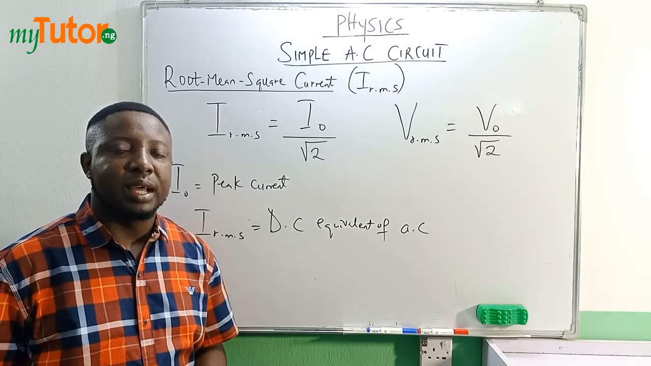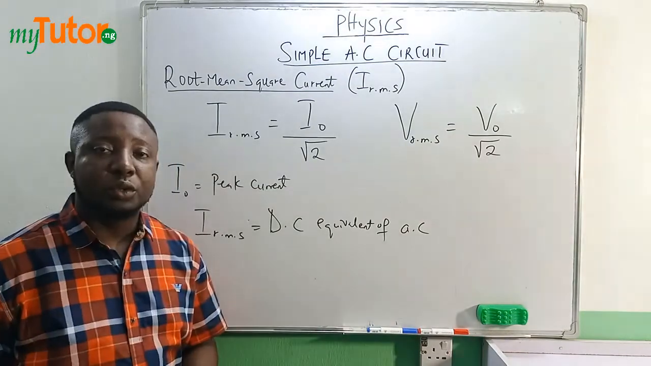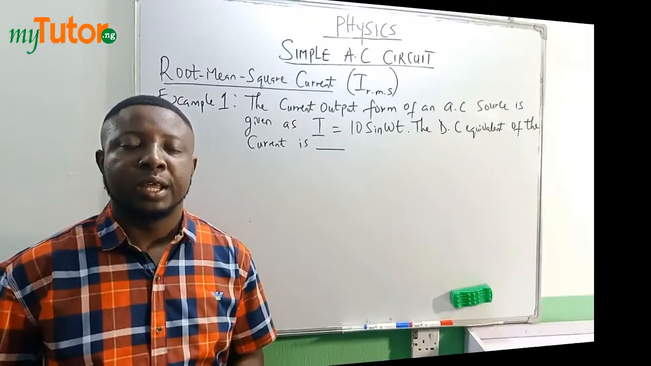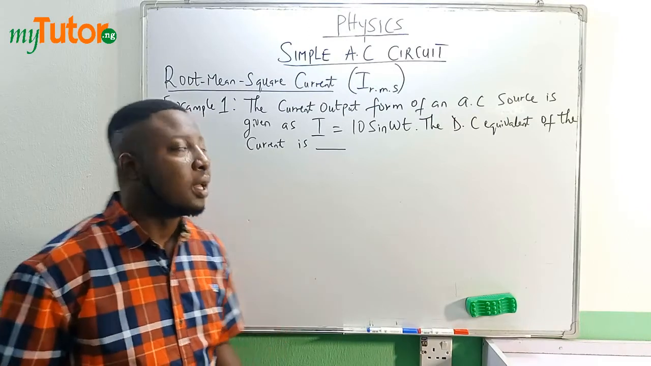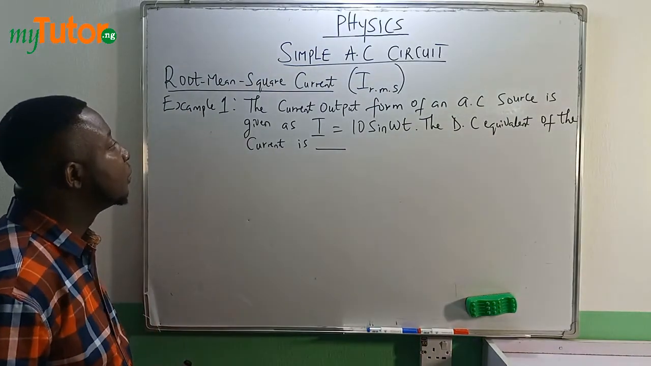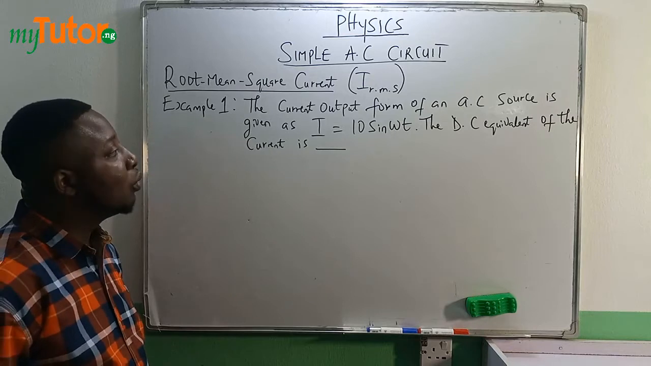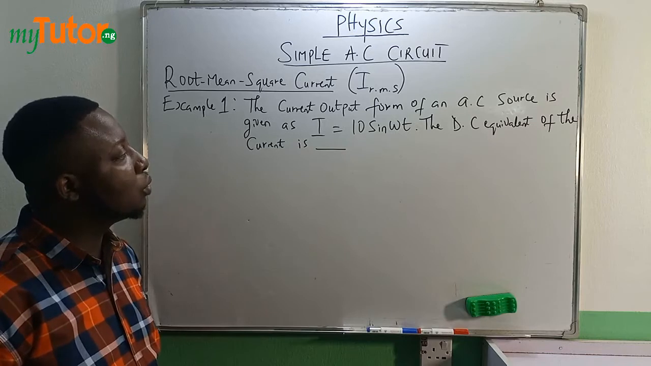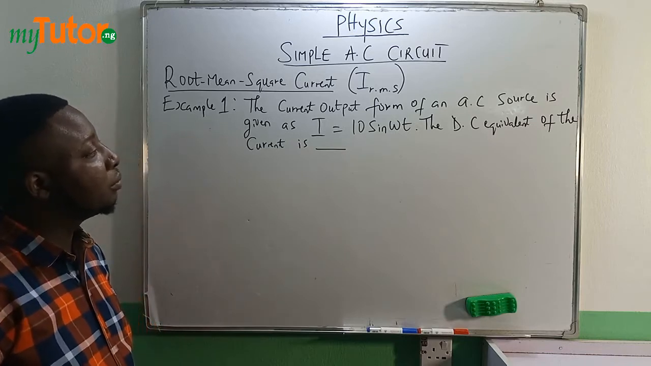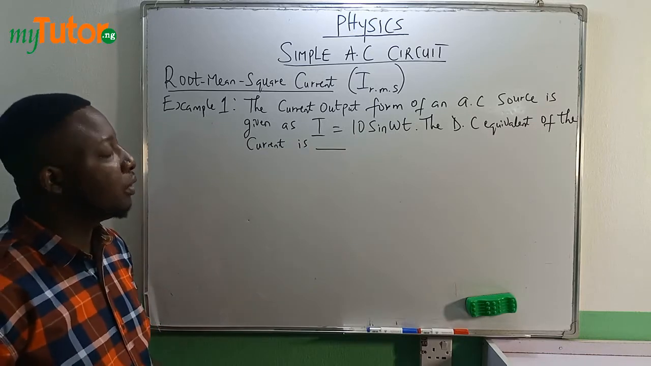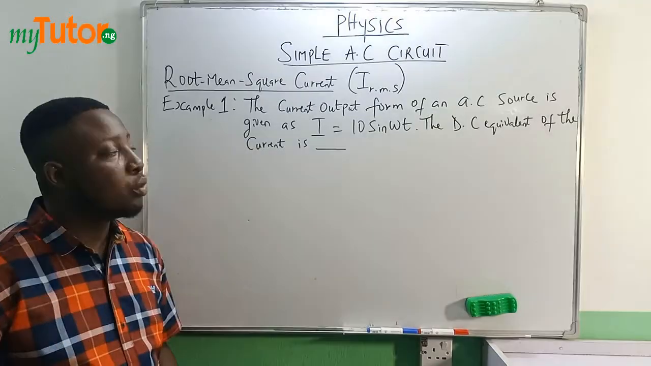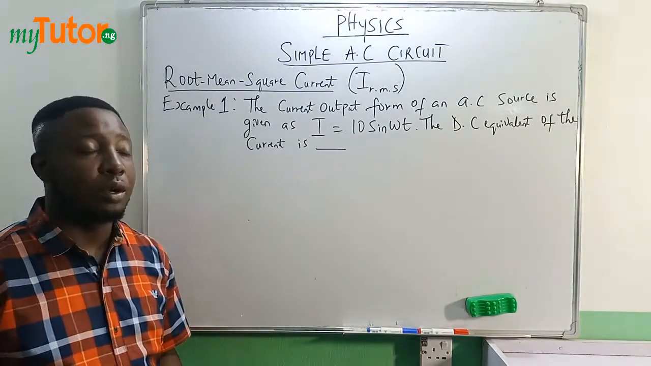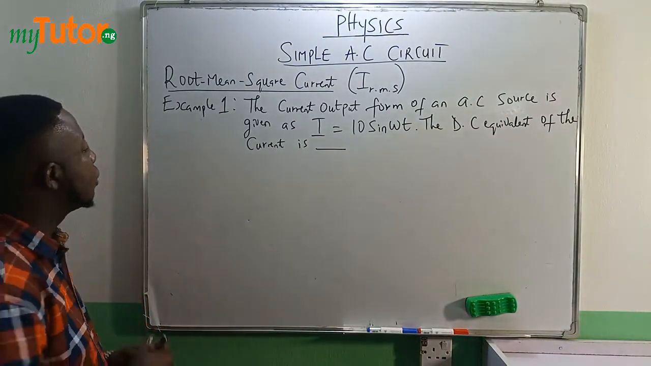So let's look at some examples on how to solve the root mean square current or the root mean square voltage. So let's see example 1. Example 1 says the current output form of an AC source is given as I equal to 10 sine omega t. The DC equivalent of the current is dash. So we're asked to find the DC equivalent of the current, the alternating current.